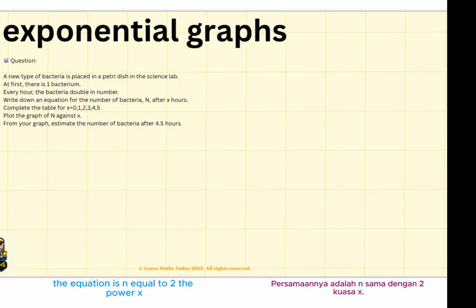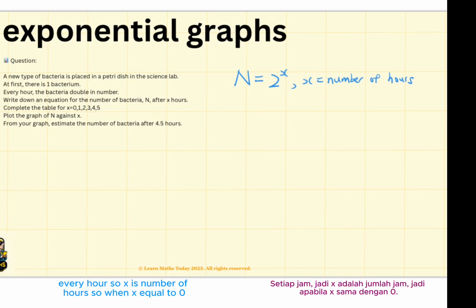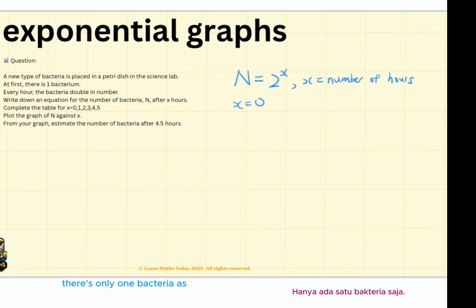The equation is n equal to 2 to the power x. This is because the bacteria double in number every hour. So x is the number of hours. When x equal to 0, there's only one bacterium, as 2 to the power 0 equals 1. And then as x increases, the bacteria double in number.